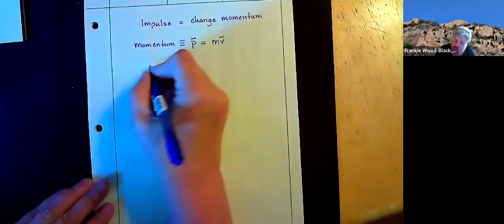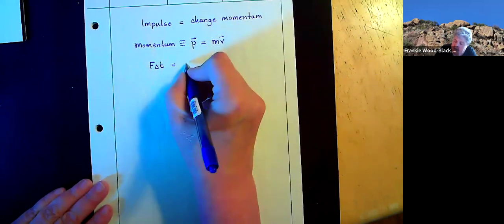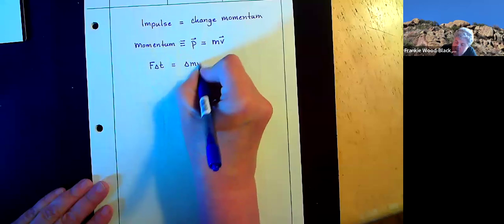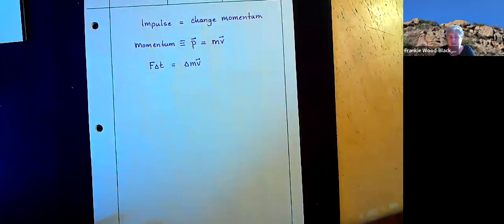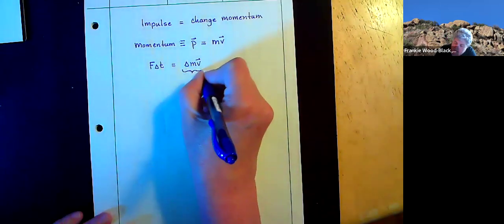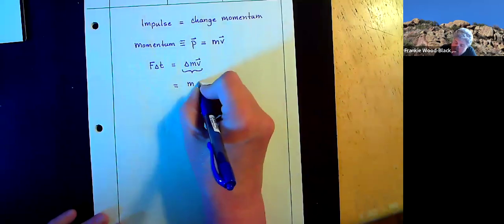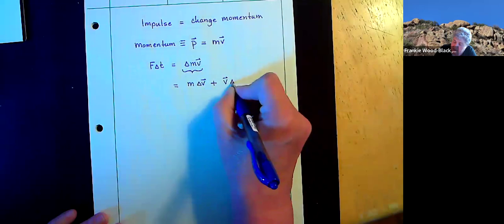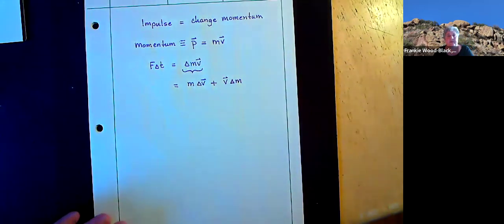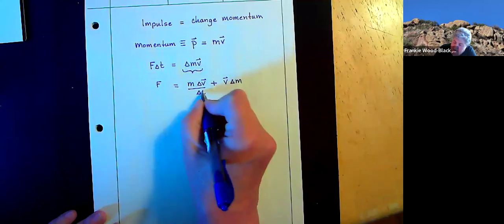So if we've defined impulse as force times the change in time, and we're looking at it as a change in momentum, that's a pretty cool idea. Now, we're going to play a mathematical trick. This change in momentum turns out that it can be mass times a change in velocity plus velocity times a change in mass. And then I'm going to take another mathematical trick and divide both of these by the change in time.